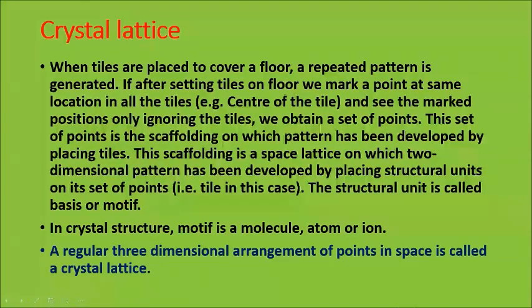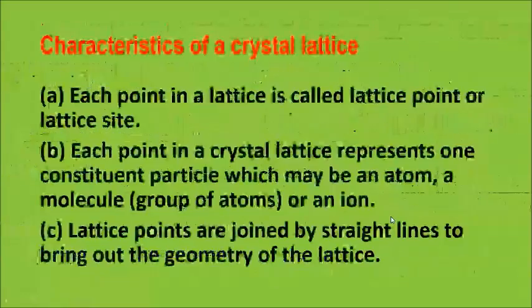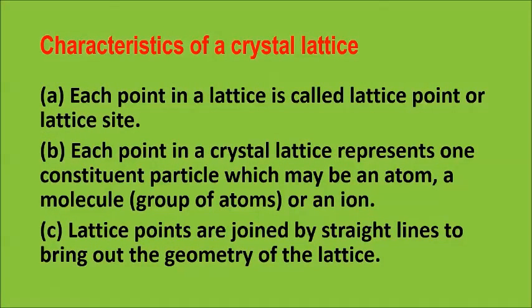A regular three-dimensional arrangement of points in space is called a crystal lattice. Now we can see the characteristics of a crystal lattice. Each point in a lattice is called a lattice point or lattice site. That is, each corner we are taking as a lattice site. Each point in a crystal lattice represents one constituent particle, which may be an atom or molecule or ion. Just now we spoke about the example of the NaCl crystal. If it is a crystal, it might have a number of Na+ and Cl- ions. So that is acting as the constituent particle there.